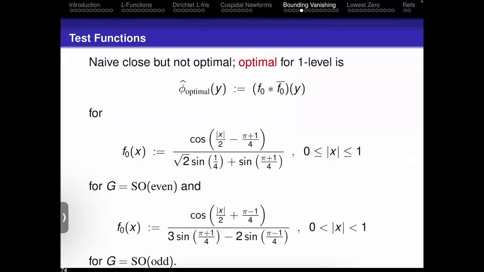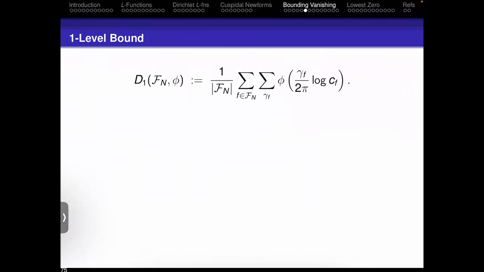The optimal, just for completeness, Jeff Vanderkam worked this out many years ago. It gives slightly better results. There are methods to do this. The larger the support is, the harder it is to explicitly write down what the optimal test function is. We only know the optimal test function up to certain levels of support.